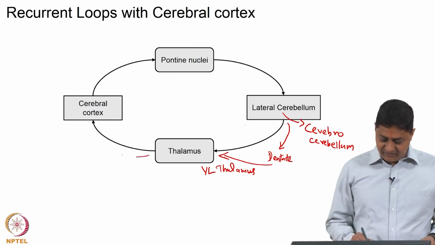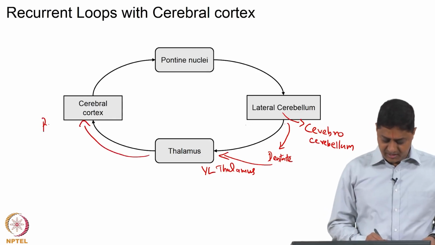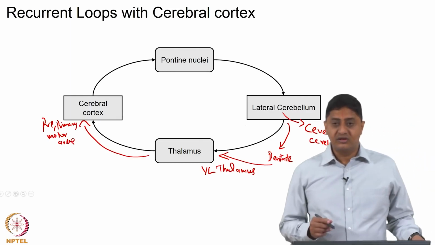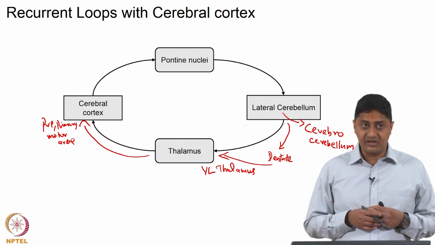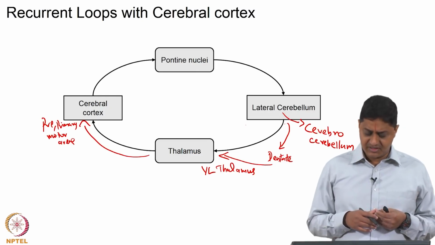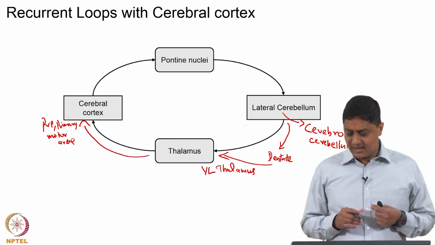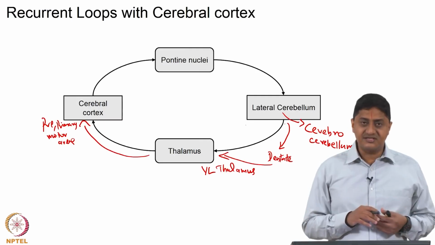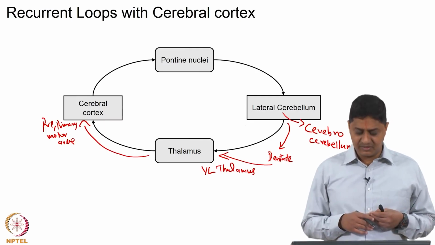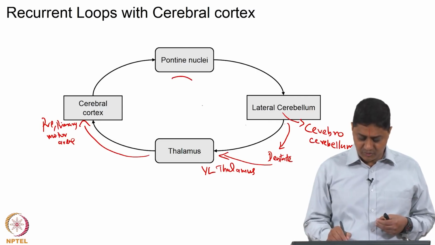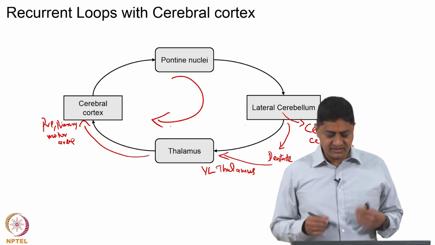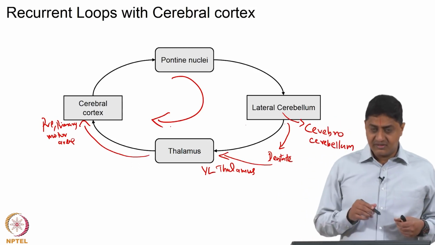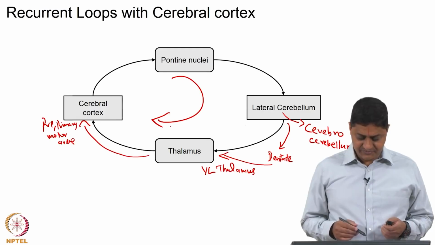The thalamus then relays information back to the pre and primary motor areas, effectively completing a loop. So the information starts from multiple regions of the cerebral cortex, and reaches the cerebellum via the pons, and that is processed in the cerebellar cortex, and via the dentate nucleus it reaches the ventrolateral thalamus, and from the thalamus back to the pre and primary motor cortex. So this is one recurrent loop, and this is one of the prominent recurrent loops that the cerebellum has with the cerebral cortex, right.